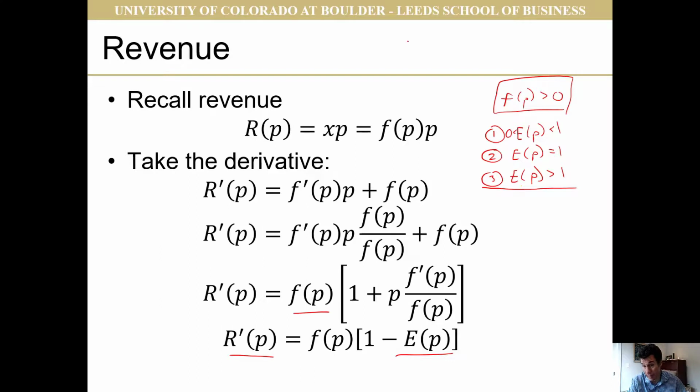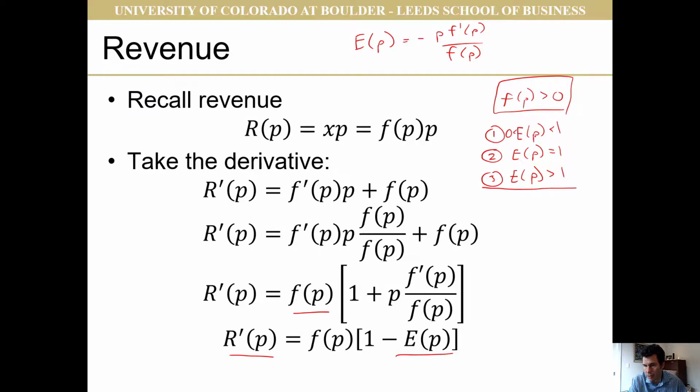First off, E of P equals negative P f prime of P divided by f of P. Okay, price is positive, demand is positive, so these 2 quantities are positive, but demand should go down as prices go up. So f prime of P is negative, which means E of P is positive. Okay, so that's why E of P is between 0 and 1.